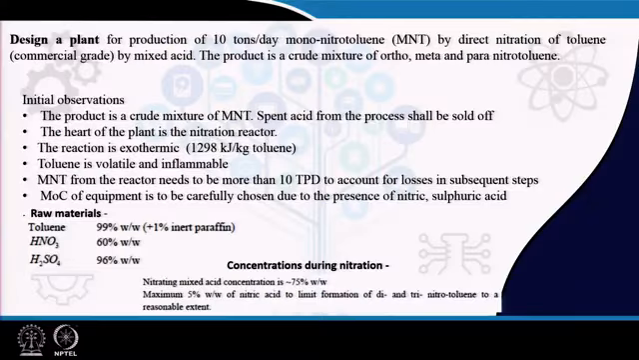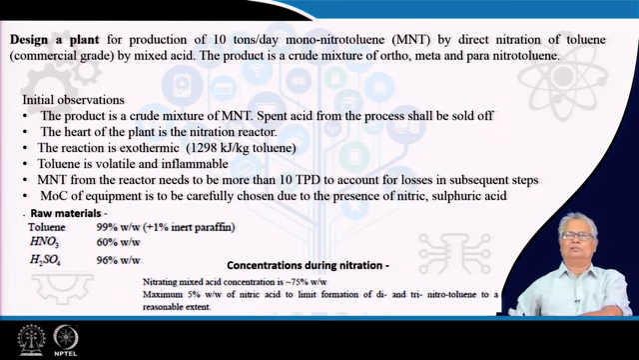Let's have a look at a design statement. You already know most of the design statements posed to a consultant like you, or even me, or anyone for that matter, are usually ill posed. That means every piece of information is not available when the proposal comes to design a particular plant. Here you are supposed to design a plant for production of 10 tons per day of mononitrotoluene. The process is also specified. It's by the direct nitration of toluene of commercial grade by mixed acid.